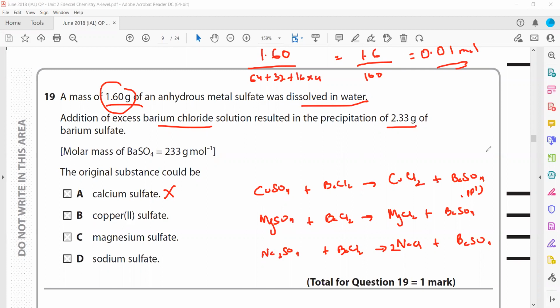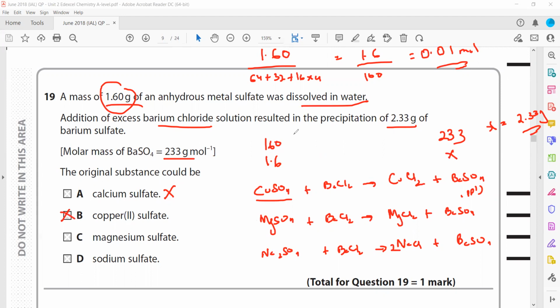So you can clearly see, you can take a ratio of the mass, or you can first find the moles and take the ratio of the moles. If I take the ratio of the mass, the mass of copper sulfate is 160, and 1 mole of barium sulfate is 233, that is given already. So 160 is to 233. If I have 1.6, how much will there be? X. I cross multiply. I will get 2.33 grams. So that's why B will be the right answer.